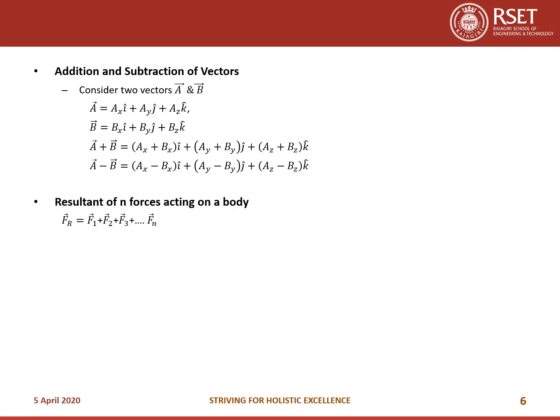Similarly, how will you get the resultant of n forces acting on a body? You represent each force as a vector and just add up those forces. That means add the i component, j component and k component separately. We will be getting the resultant of that force. So it's simple when it comes to vectors in space. And what about the equilibrium of forces acting on the body?